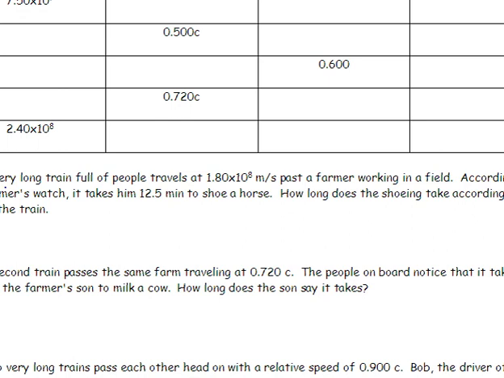Here, I guess in number 2 it says a very long train full of people travels past a farmer working in a field. Then it says in number 3, a second train passes the same farm. So hey, I grew up in Armstrong, right? We got some farming examples here. A train is going to go past a farmer, and it's traveling at 0.720 c.